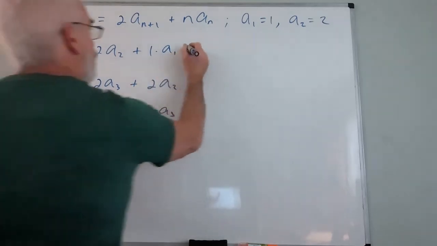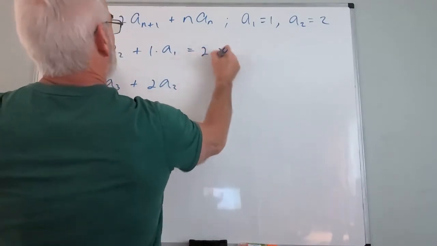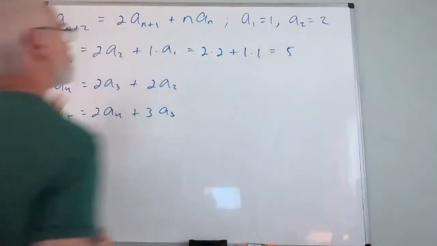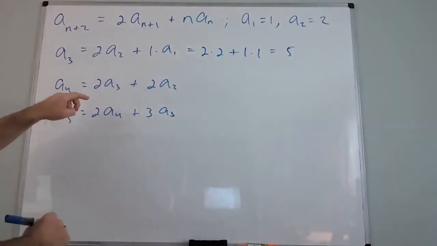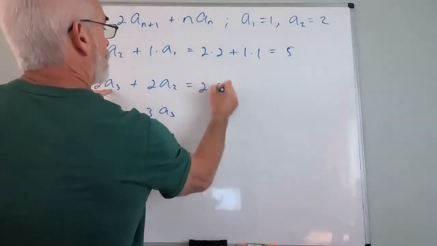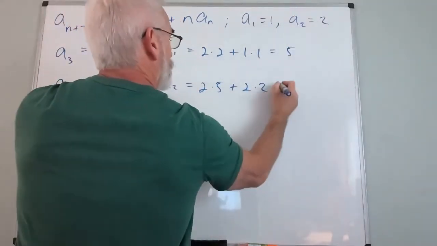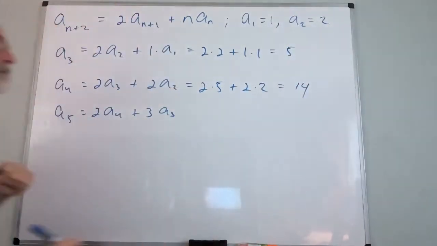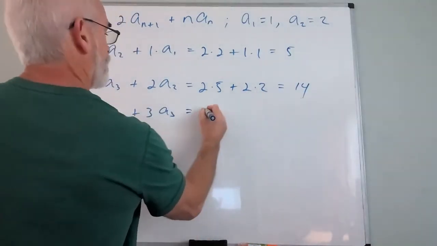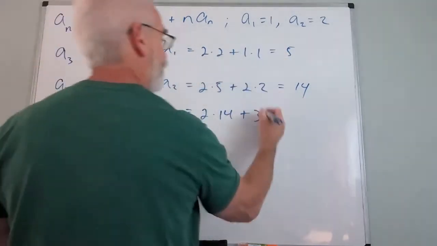See, I can write that down before I even insert the numbers. Now I'll go ahead and insert the numbers. So 2 times a_2, so it's 2 times 2 plus 1 times 1, if I did that correctly. Okay, that's a_3, so that's what's going to go here. So now this is 2 times 5 plus 2 times 2. Okay. And my a_4 is 14, so this would be 2 times 14 plus 3 times my a_3, which is 5.